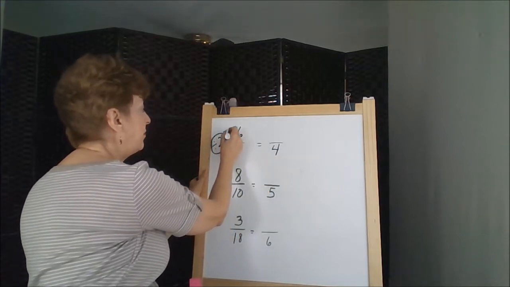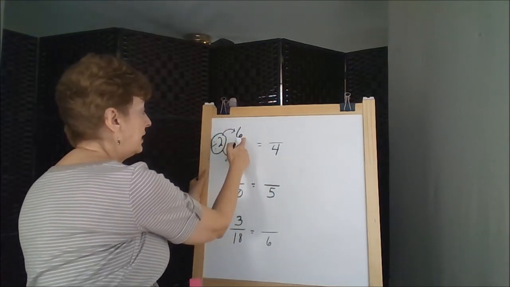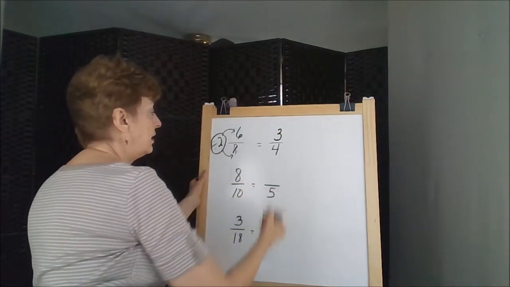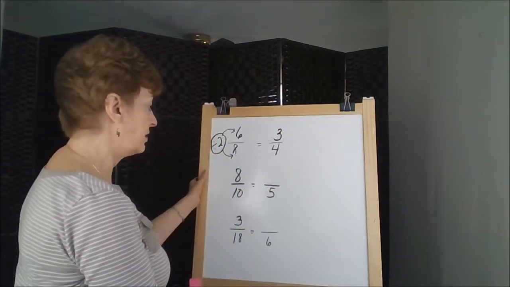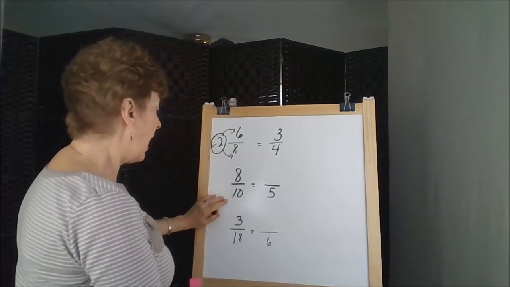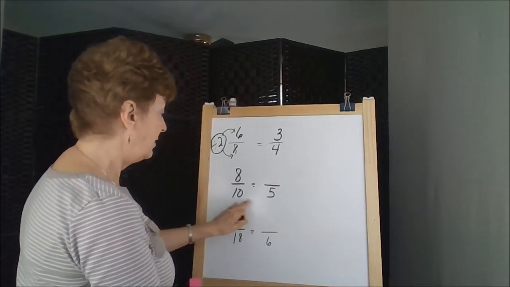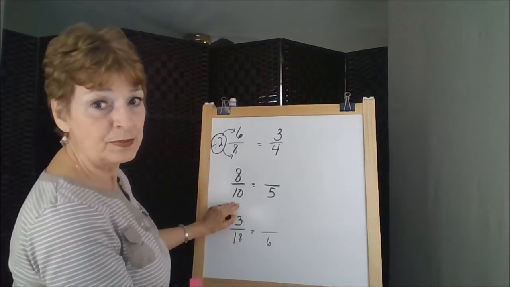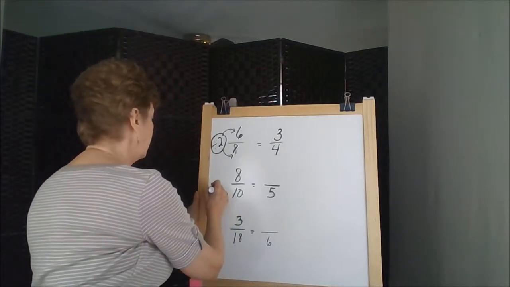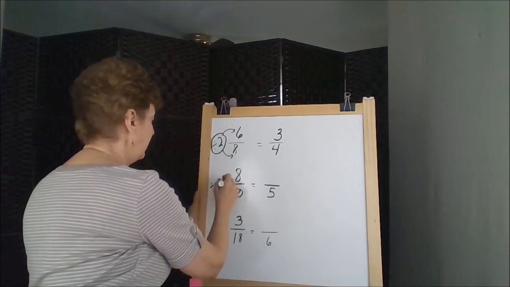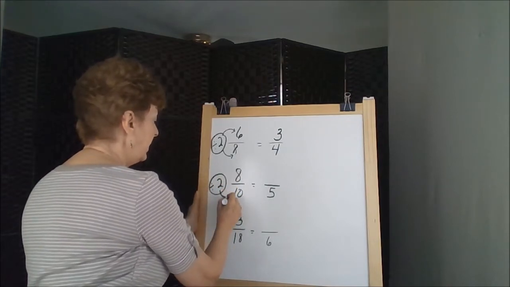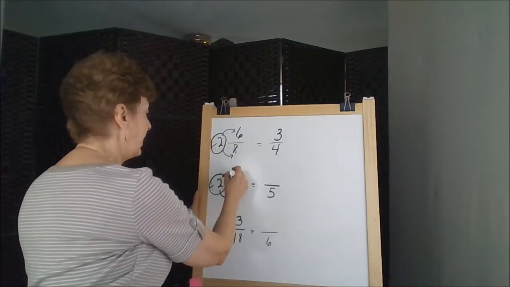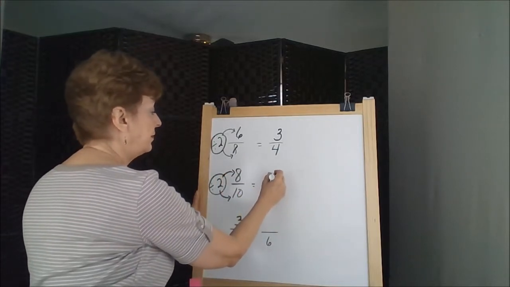Use that again for your 6. 6 divided by 2 is 3. You now have equivalent fractions. How did I get from 10 to 5? What did I have to divide 10 by in order to make it a 5? 2 again. 10 divided by 2 is 5. 8 divided by 2 is 4.